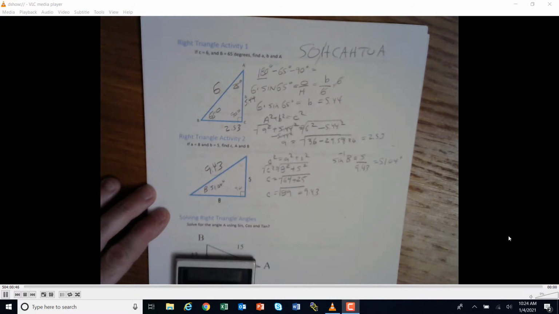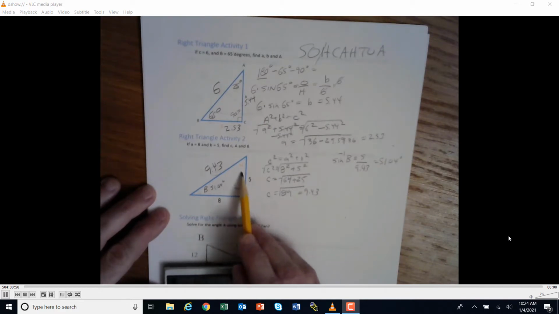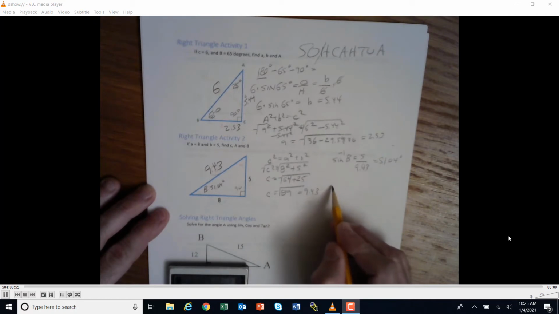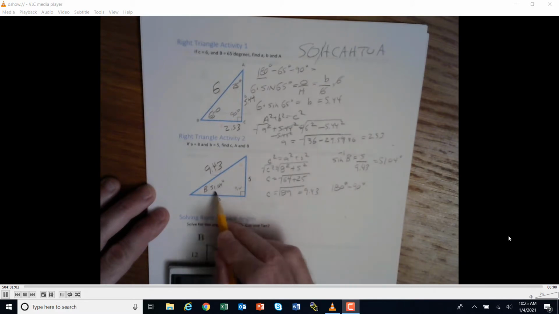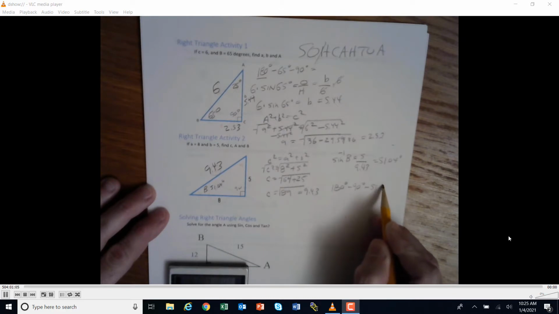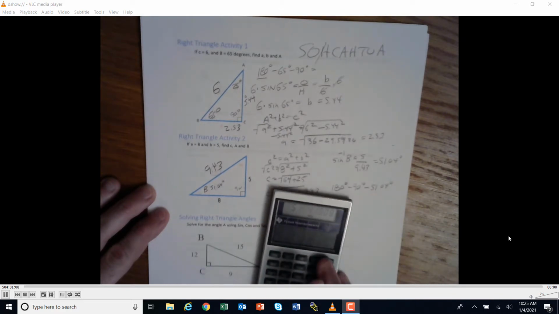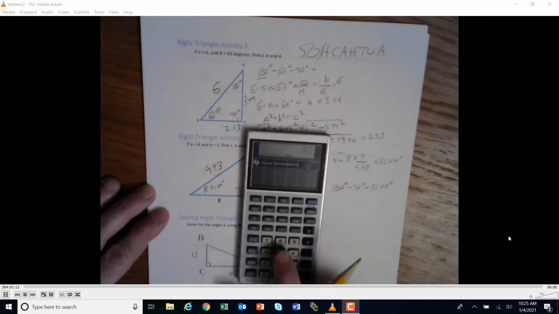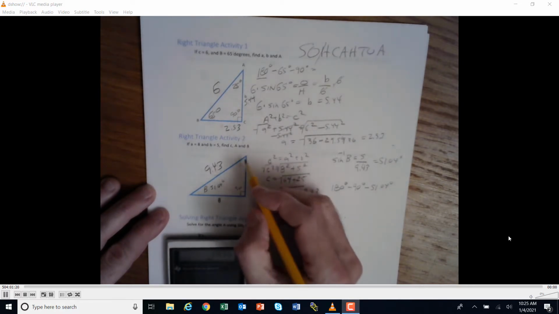Okay. And then if we wanted to get the other angle, we would just subtract those right here. We could go 180 degrees minus 90 degrees minus 51.04 degrees. That leaves me the remainder. 180 minus 90 minus 51.04 leaves me 38.96 degrees.